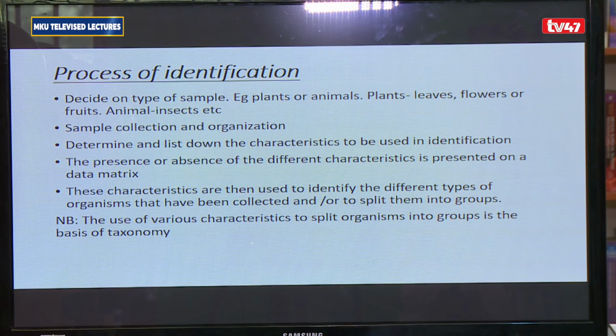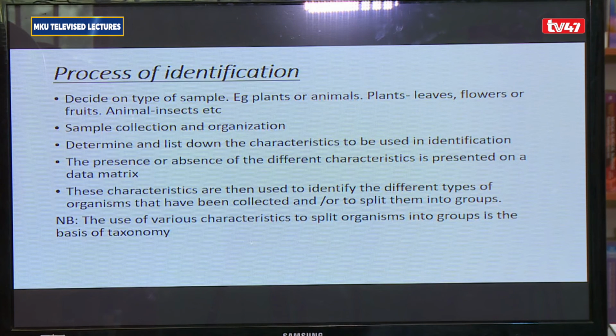And then step three, you have these samples that you've collected. They have so many characteristics in them. Step three now, you determine and list down the characteristics that you want to use for the classification and identification process.